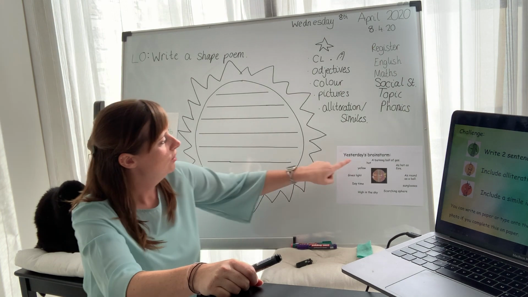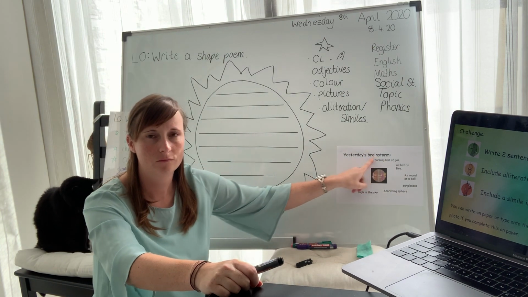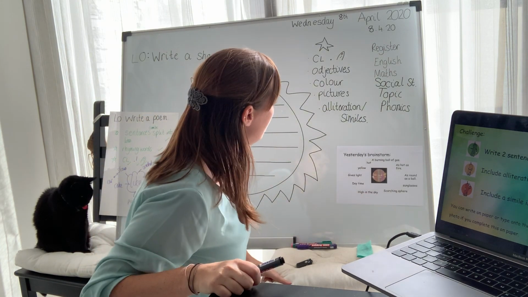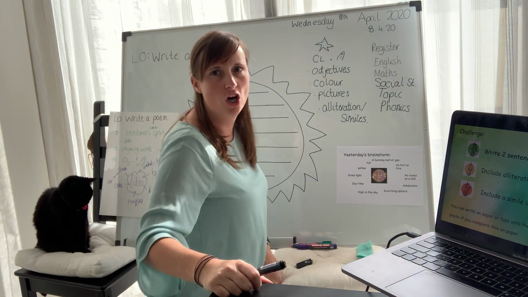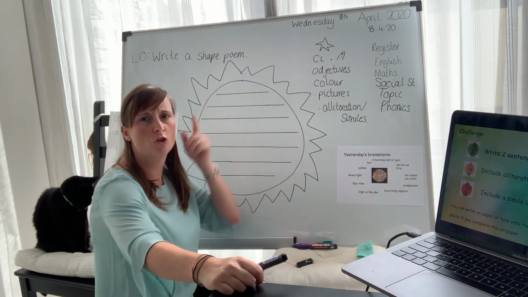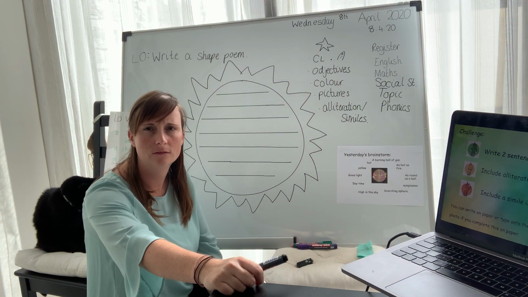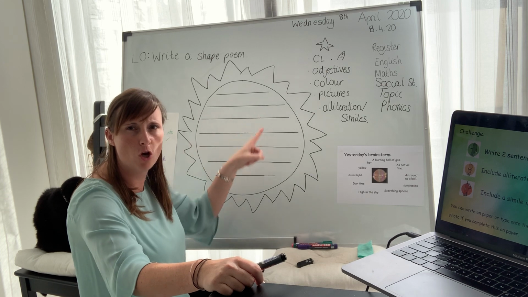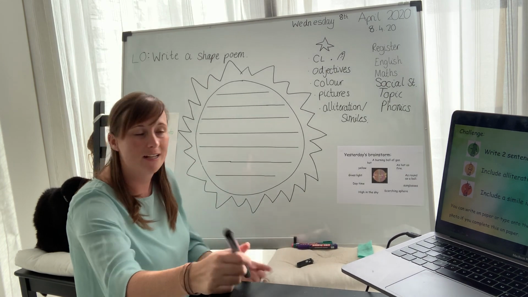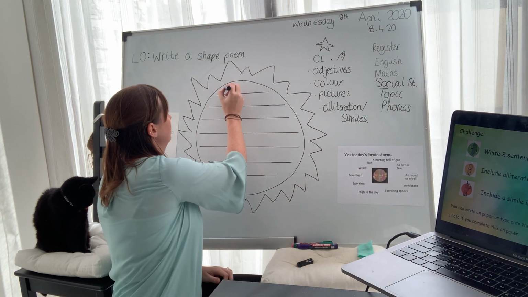So today we need to look at our brainstorm and we need to think how we can put these words into sentences. Now how could I start my poem? What words could I use to start it? What am I writing a poem about? That's right, the sun. So maybe I could start it with the sun.